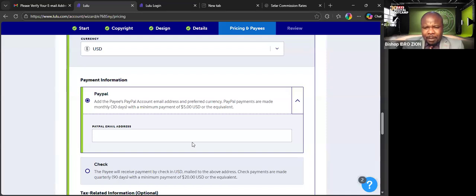How many of you have PayPal? Drop a 1 if you have a PayPal account already. Drop a 0 if you don't have a PayPal account. Okay, I'm waiting for others. No PayPal. All right, that makes it better. Every one of them does not have a PayPal account. So we're going to show them how to set up a PayPal account tomorrow.